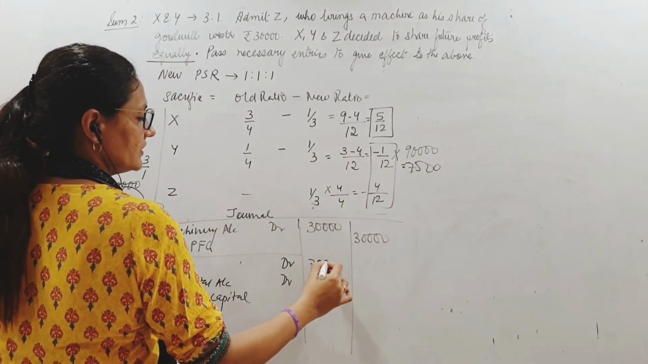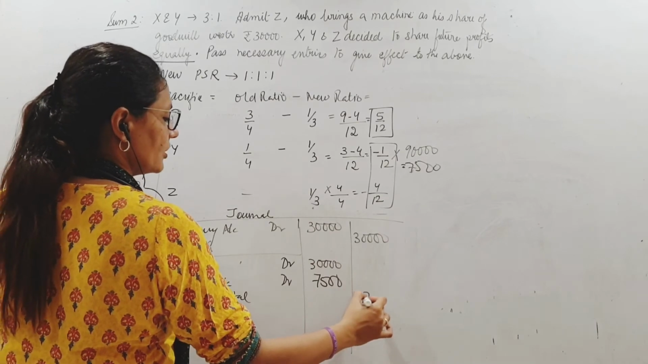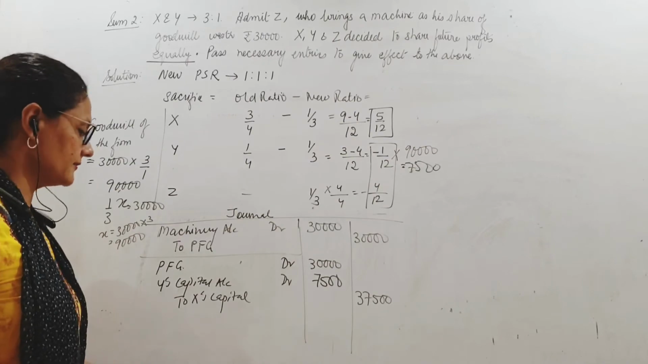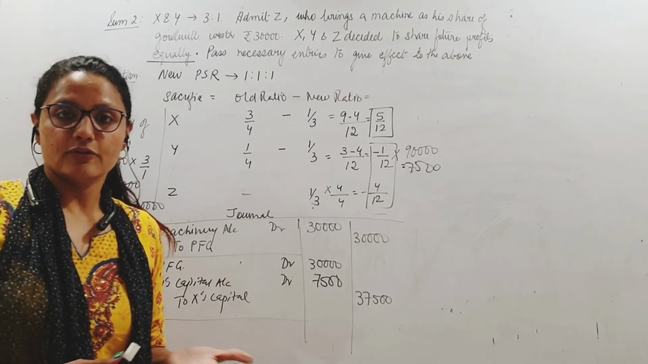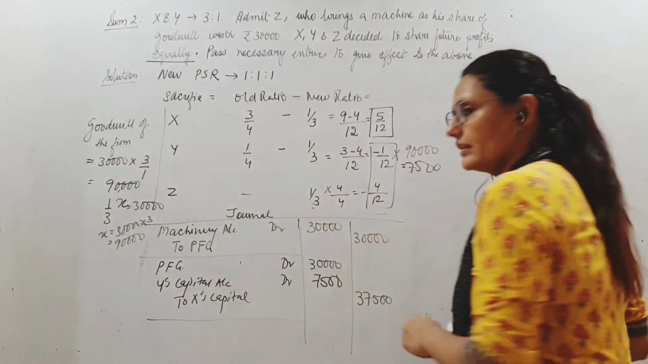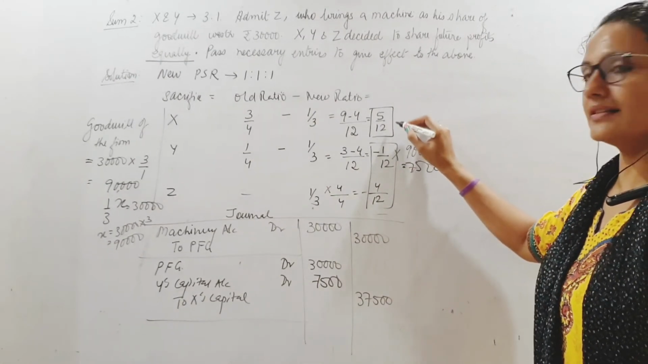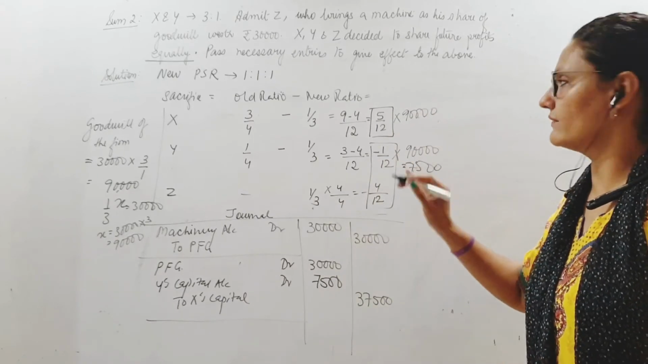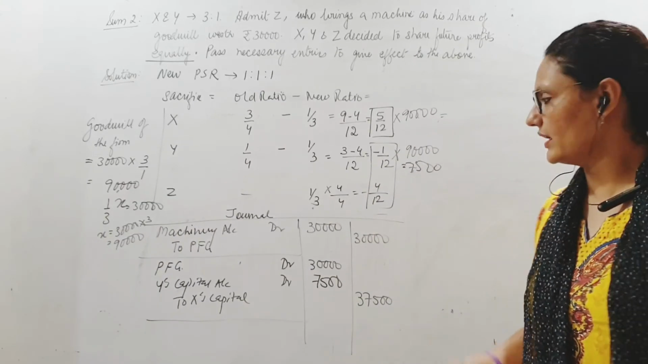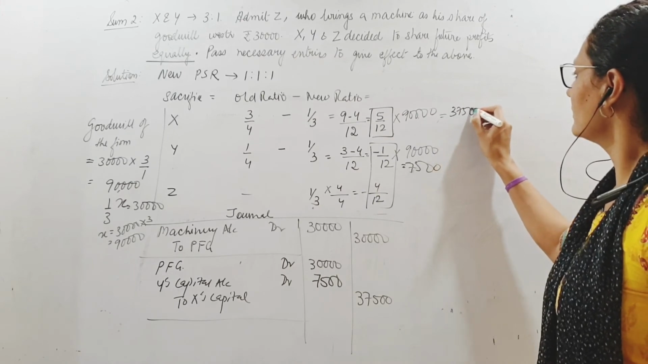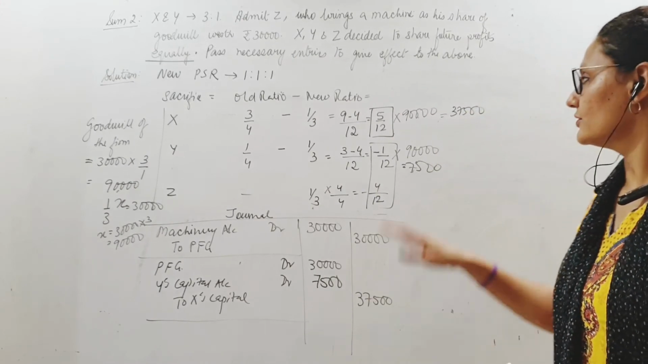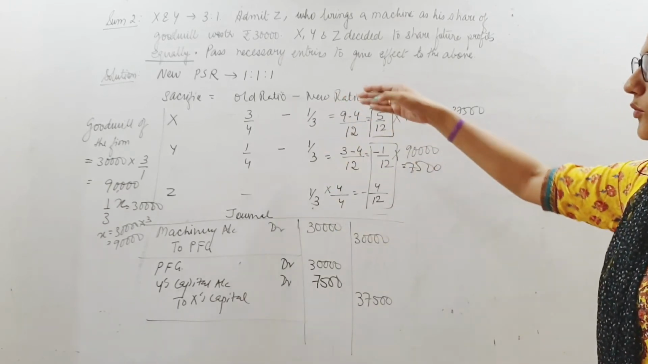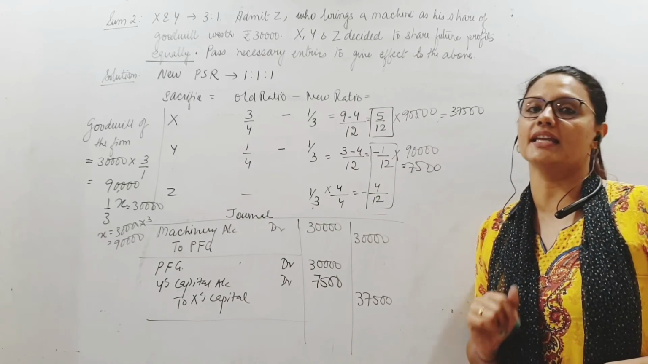And PFG was 30. So totally X should be compensated with 37,500. Alright? Clear? Of course we can check that. 37,500 is what is his sacrifice. Let us see. 90,000 ka 5 by 12. How much is it coming to? It will come to 37,500. Okay? So that is how you are supposed to find out and pass this entry when one of the old partner is also a gaining partner.